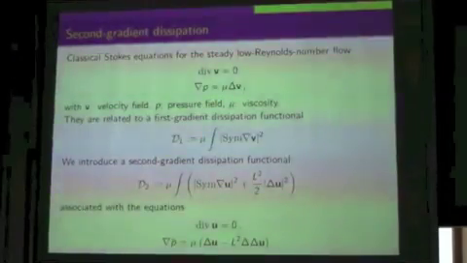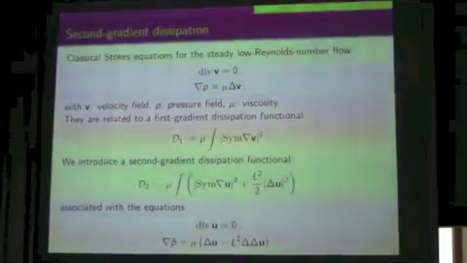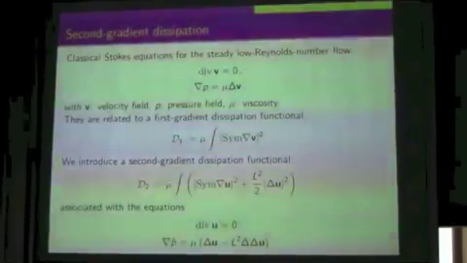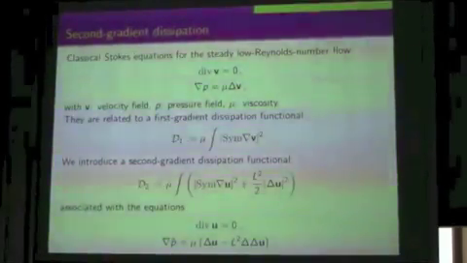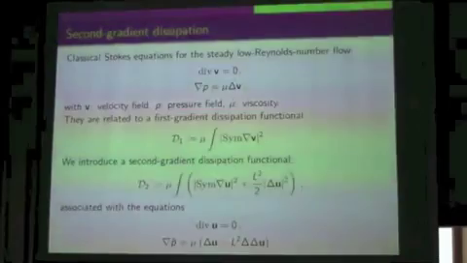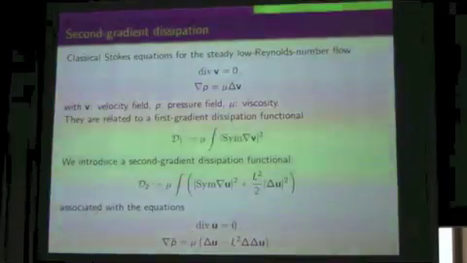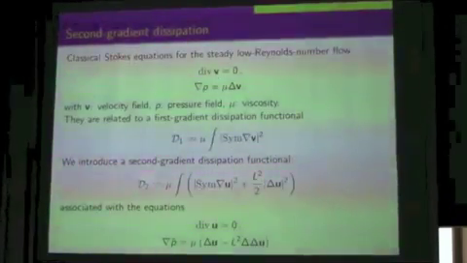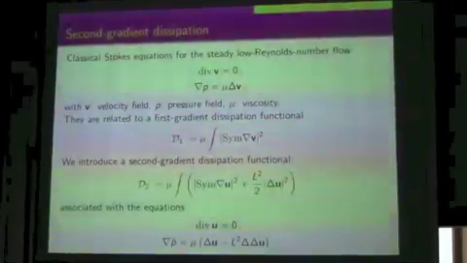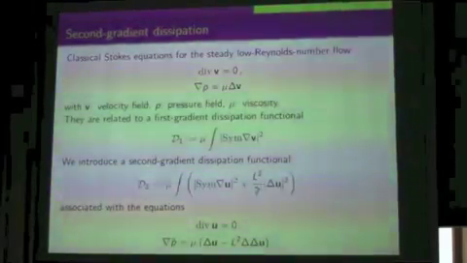Briefly, I recall the Stokes equations for low Reynolds number flow, which are used in studying sedimentation classically. Divergence of the velocity field equals 0 for an incompressible fluid, and then the gradient of the pressure field balances the viscous dissipation. We use the viscosity, and we have the Laplacian of V. Those equations are related to a first gradient dissipation functional. Probably all of you know that the dissipation in this system is given by the viscosity times the integral of the symmetric part of the gradient squared.